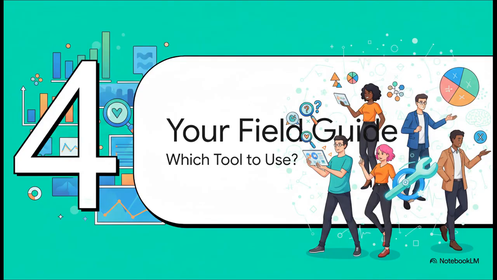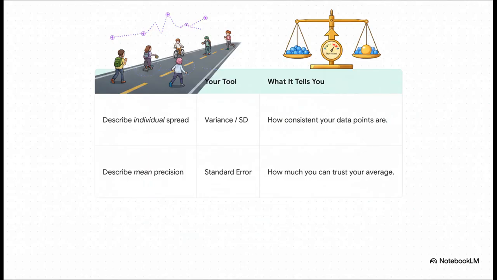Okay, we've met our detective and our auditor. We've got standard deviation for describing spread and standard error for describing precision. So let's create a quick field guide. When you're out there in the wild looking at data, how do you know which tool to reach for? This table really boils it all down. It's all about the question you're asking.